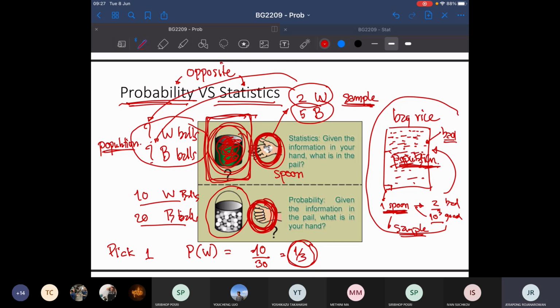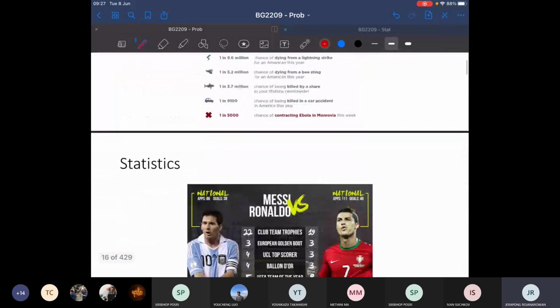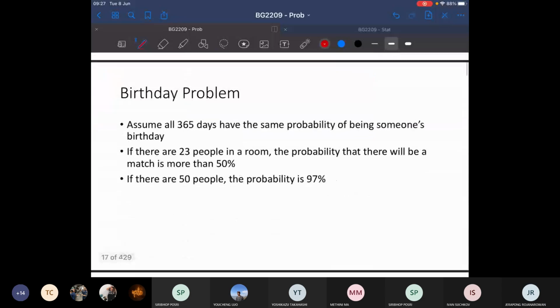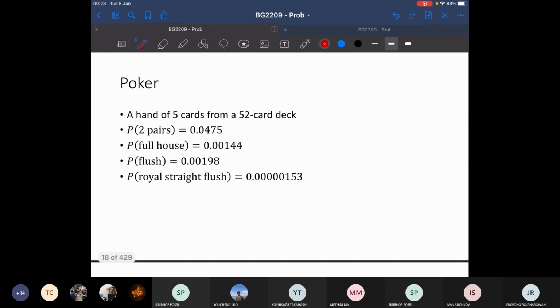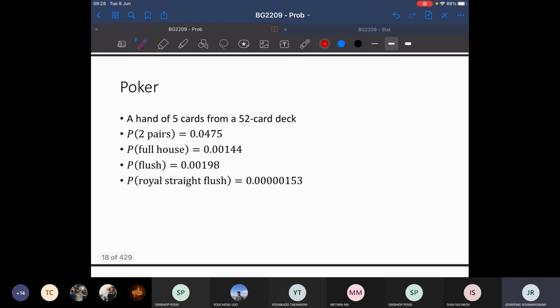Okay, the birthday problem, we're gonna come back to this later on. Okay, if you know how to play poker, you have 52 cards, and then you have to get the best combination of 5 cards. This is called a hand.